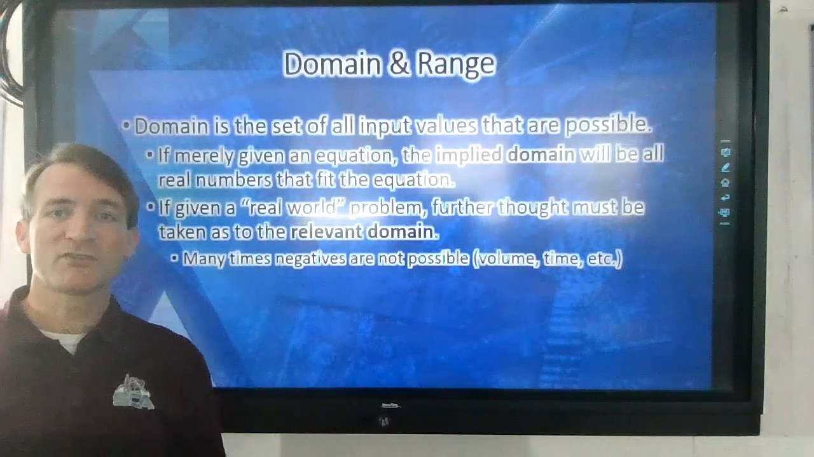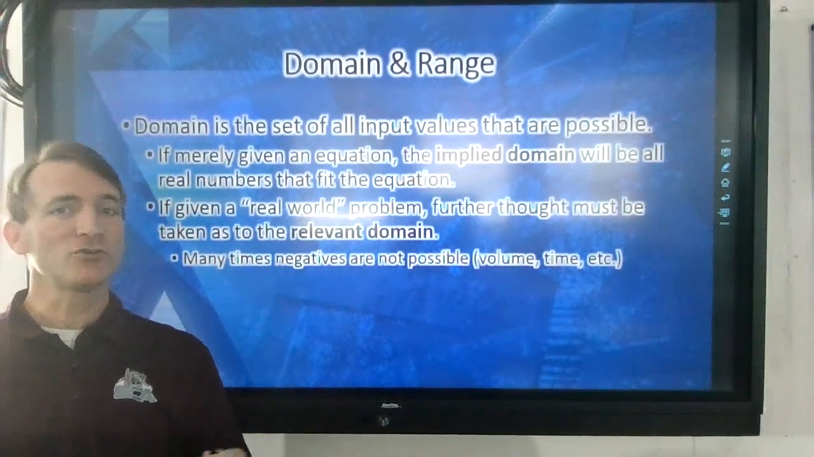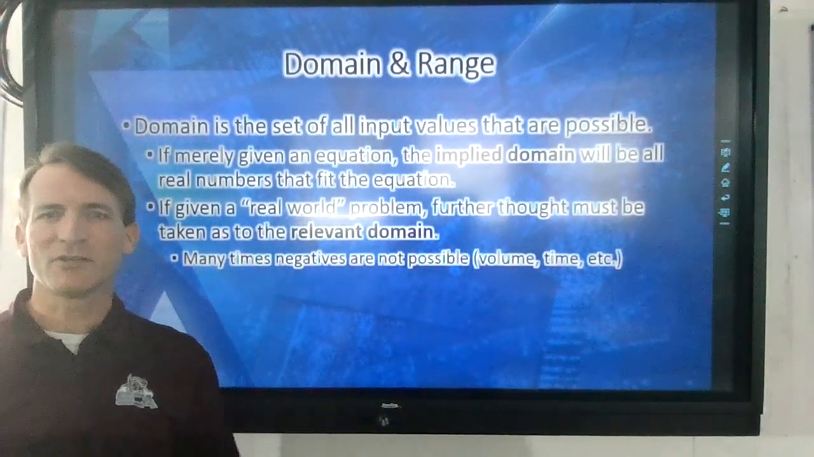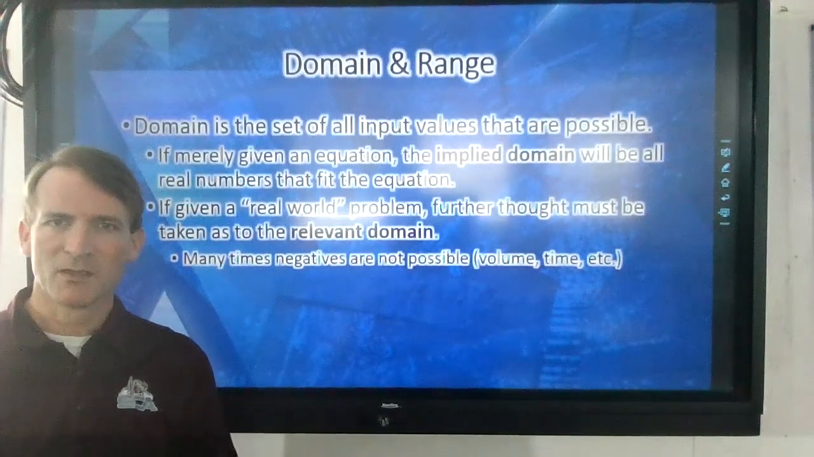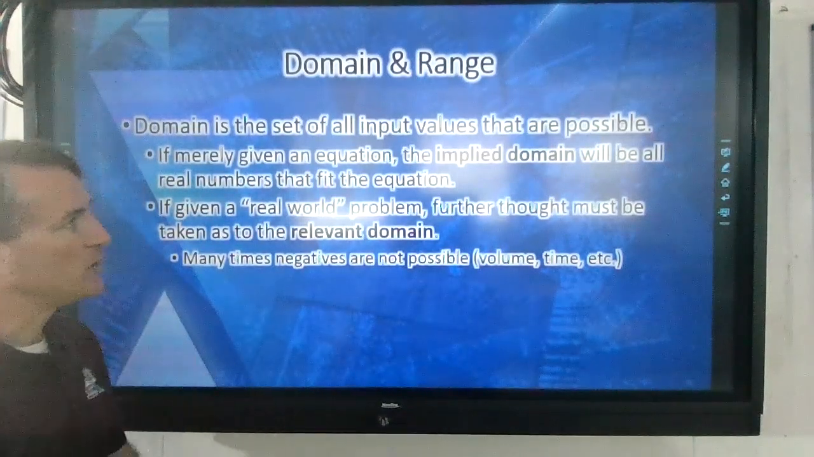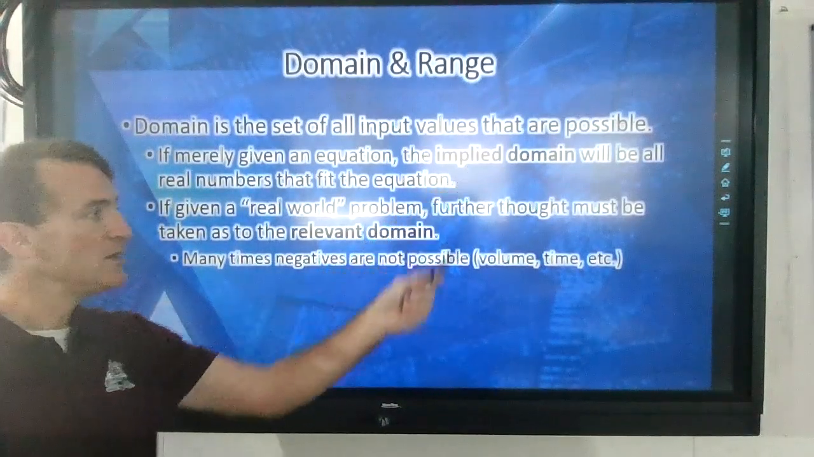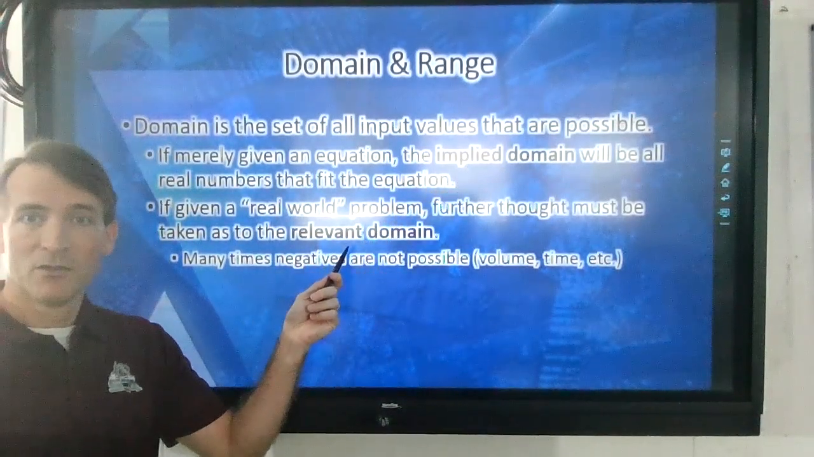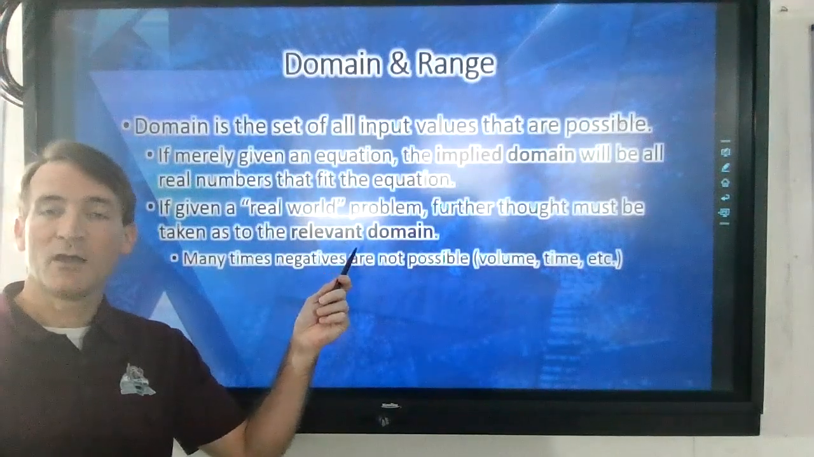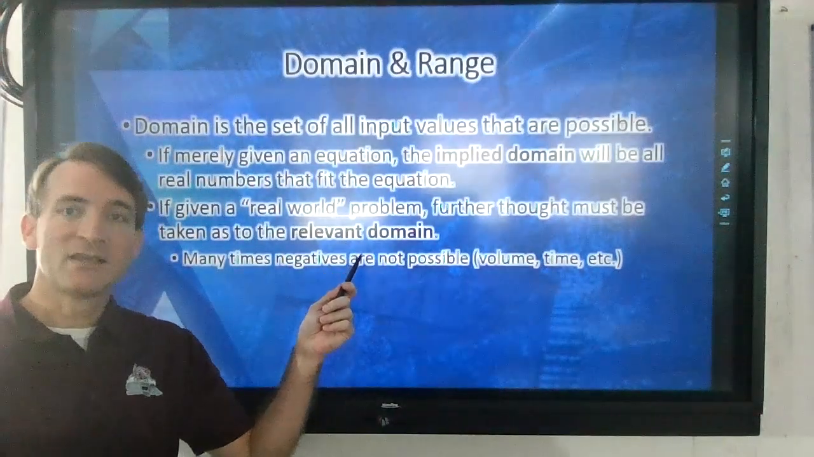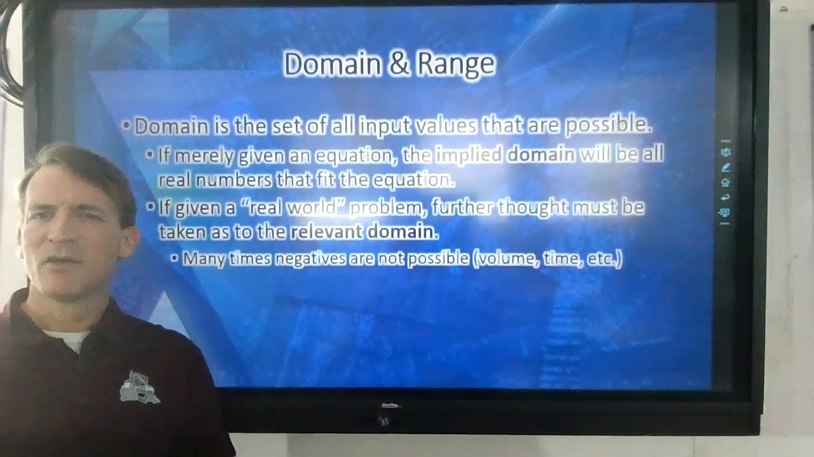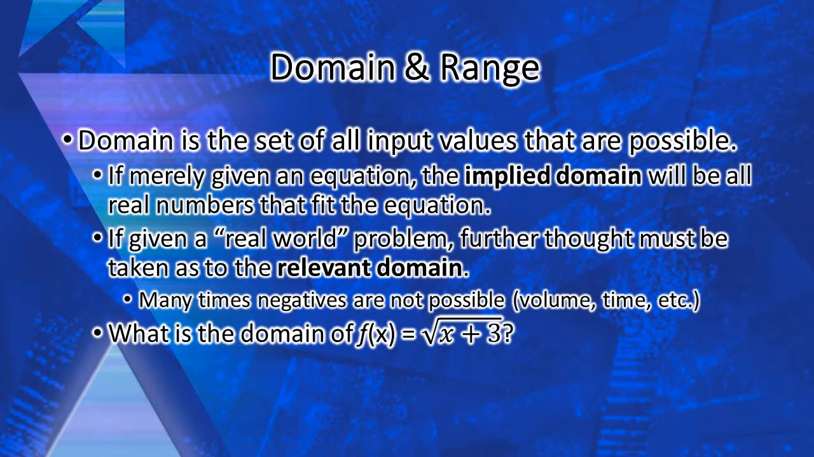So in real life situations, you might have additional constraints that you don't necessarily get when you're just given the equation. So that is the difference between implied domain, based on the equation solely, and relevant domain, which is going to take into account all the other pieces that may be part of that problem that aren't necessarily stated.